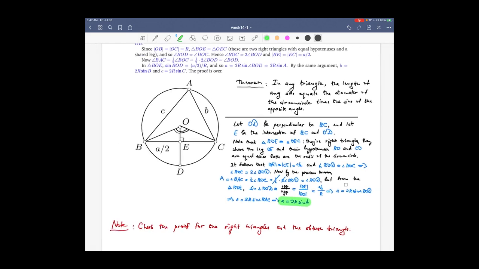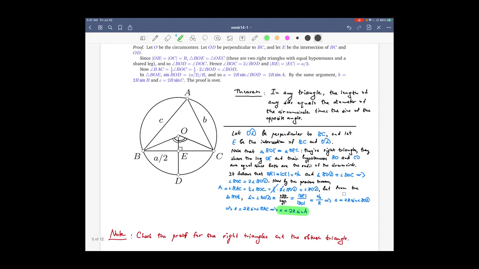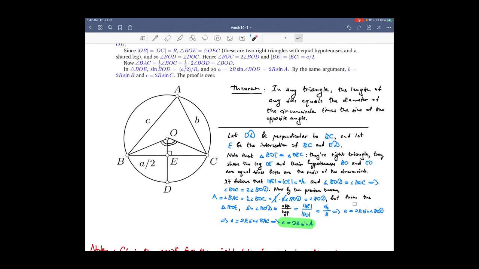Again, it won't hurt to repeat the argument. We have our triangle ABC. We also show the center of the circumcircle, capital O. So this distance is the radius. We also join O and C. So OC is also the radius.